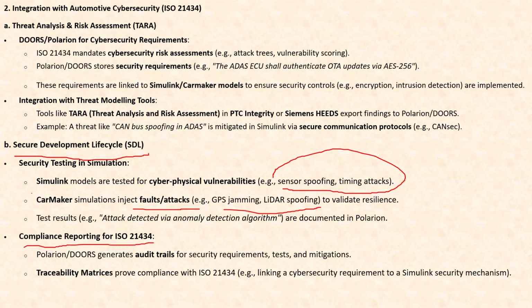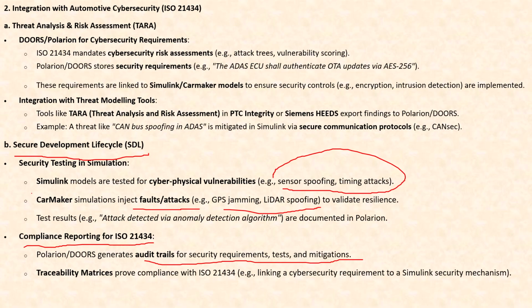Compliance reporting for ISO 21434. Both Polarian and DOORS generate audit trails for security requirements. So if an external agency comes for auditing, then this audit trail can easily be generated and shown to your auditor. This is one very important salient feature and one important positive trait of both Polarian and DOORS.